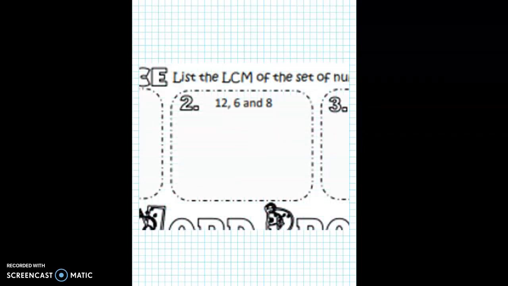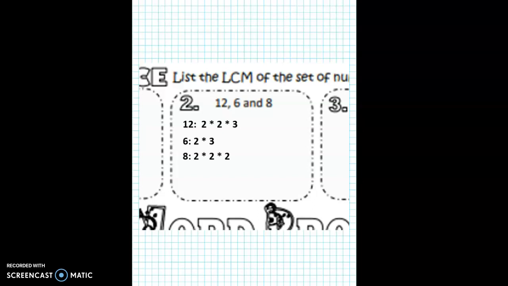Problem number 2, we are finding the least common multiple of 12, 6, and 8. First, write the prime factorization of 12. That's 2 times 2 times 3. The prime factorization of 6 is 2 times 3. And the prime factorization of 8 is 2 times 2 times 2.